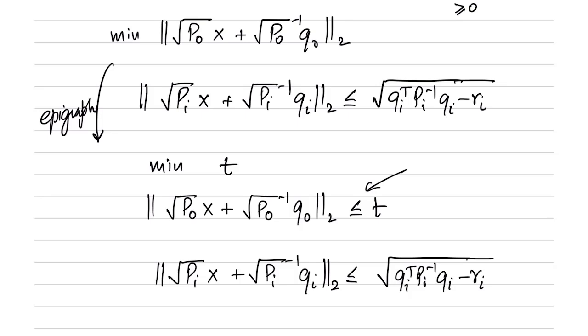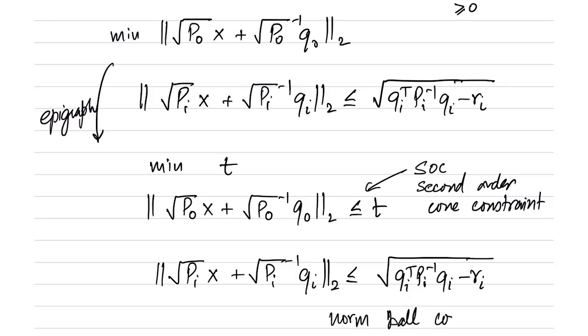Note that this is exactly the second order cone constraint, because we have an affine norm of an affine less than equal to t. So this is a generalized version of the second order cone constraint, and this is simply a norm ball constraint. So that is what an SOCP entails.